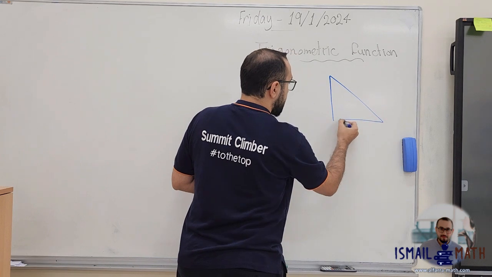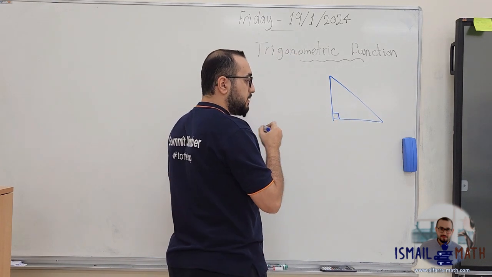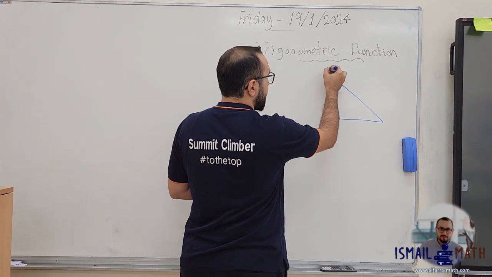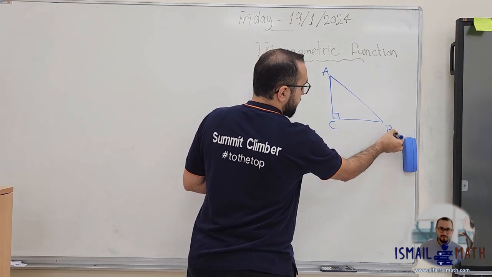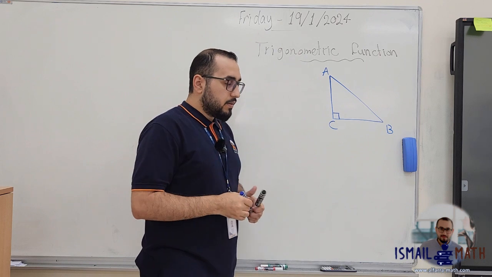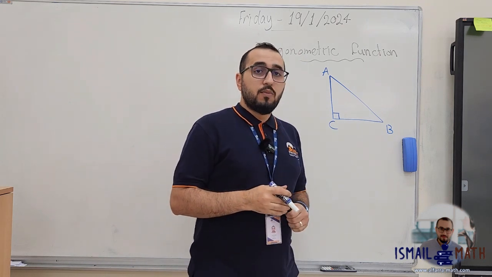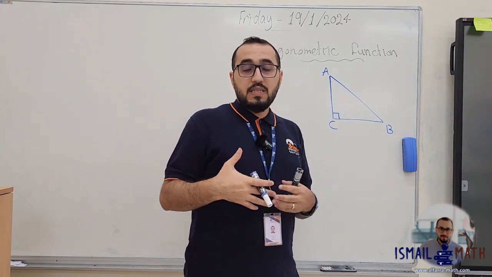So let's say we have this right angle triangle. This one is 90 degrees. Let's say this one is A, this one is C, this one is B. Now, if you look at this right triangle, what is the trigonometric? So what is the trigonometric?